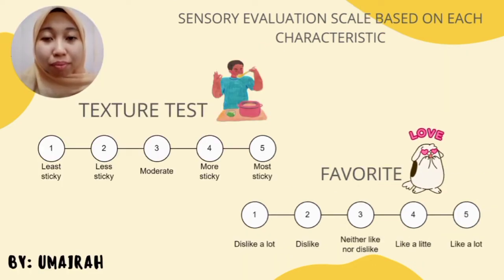Hello, it's Umay. In this slide, I will discuss the sensory evaluation for the texture test and favorites. For the texture test, the scale is from 1 to 5, where number 1 indicates the least sticky and number 5 indicates the most sticky. While for favorites, the scale is from 1 to 5, and number 1 indicates dislike a lot and number 5 indicates like a lot.